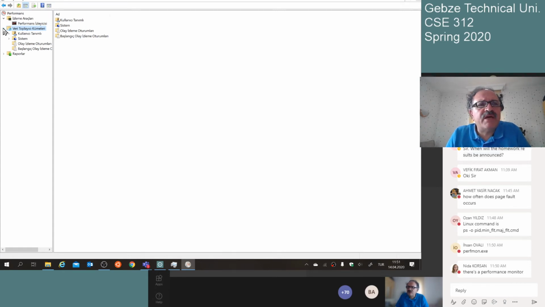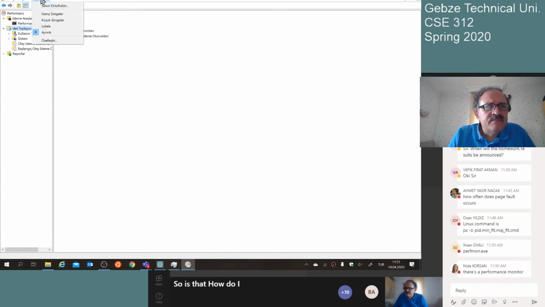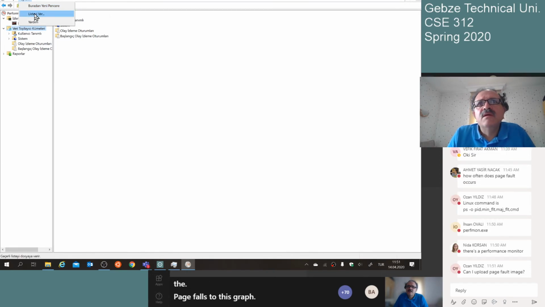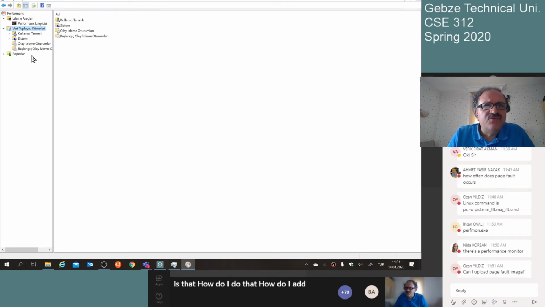So Ihsan, how do I add the page faults to this graph? Ihsan, how do I do that? How do I add the page fault? Yeah, Ozan, please upload the page fault image. But that image should be from the beginning of a program execution and at the end.